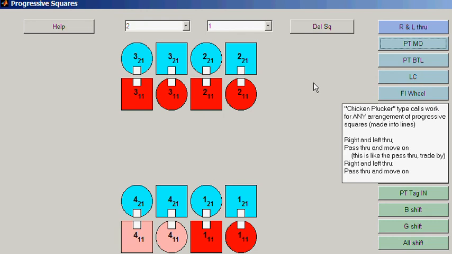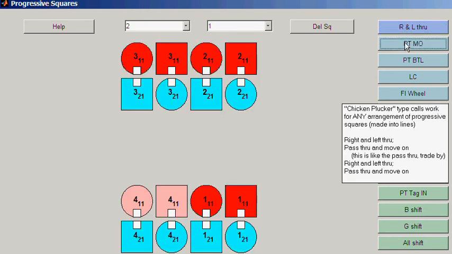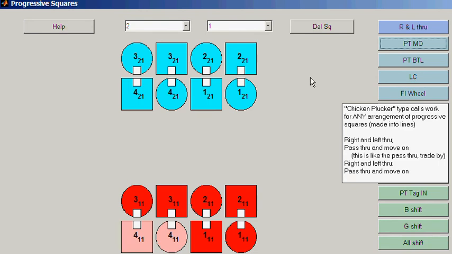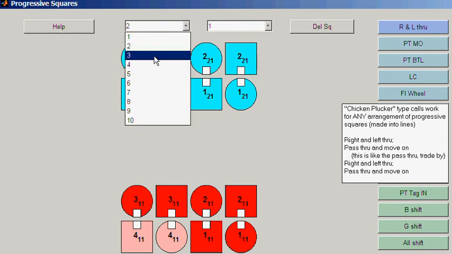That's like the pass through trade by. Then right and left through, and pass through, move on to the next. And that zeroes out. Of course, after each part of that, you could do simple zeros. Notice what happens if we have a more complicated arrangement on the floor.